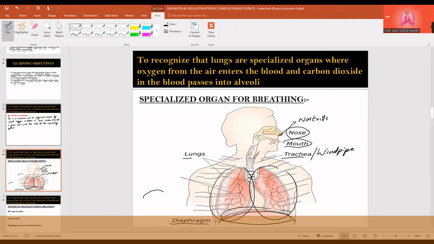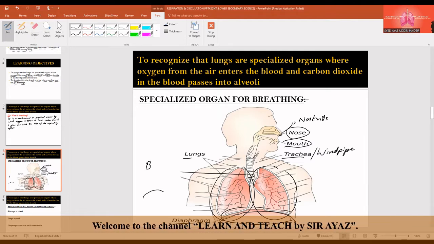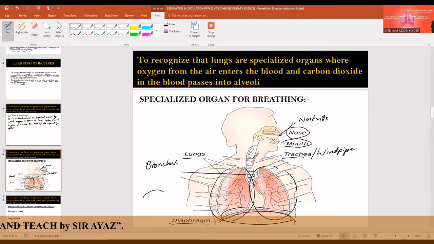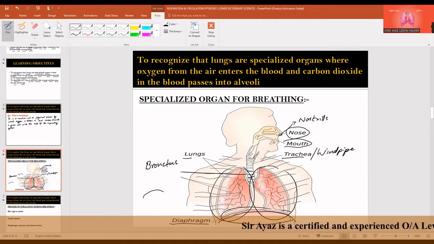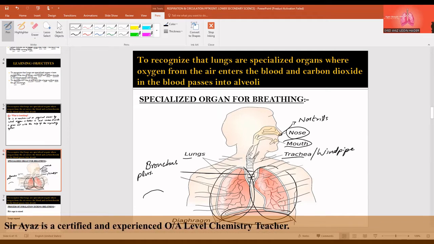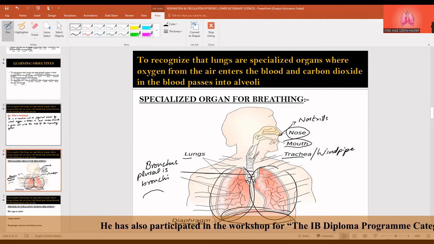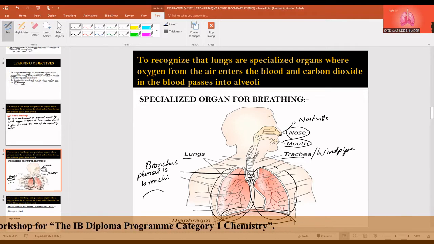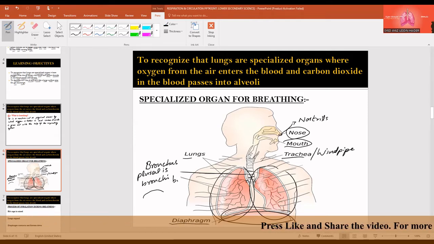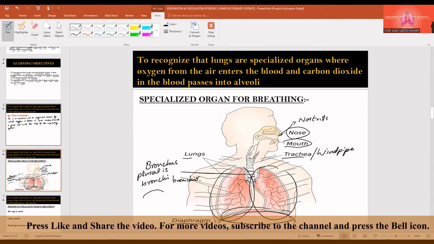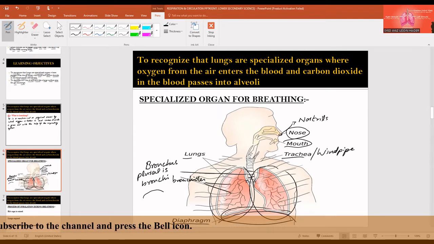The windpipe ends in a tube called bronchus. The plural is bronchi. Now bronchus ends on two. There will be two bronchi. A bronchi then further divides into smaller tubes. Here you are having smaller tubes, which are known as bronchioles. These are bronchioles.